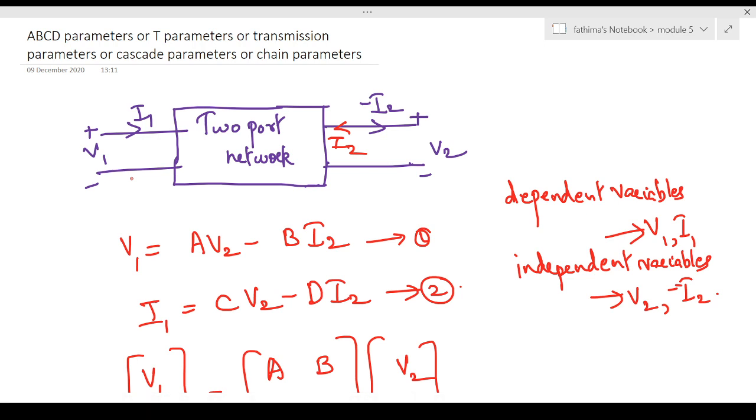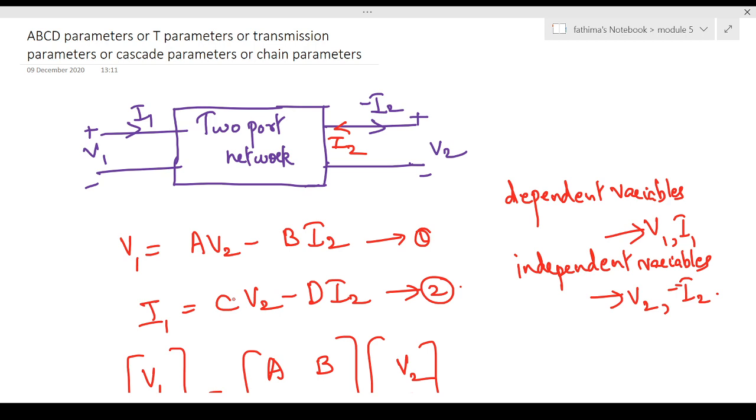And they are useful, as I said, in the analysis of transmission lines such as cables and fibers because they express the sending end variables, that is V1 and I1, in terms of receiving end variables, which is V2 and minus I2. So here the sending end variables V1 and I1 are expressed in terms of V2 and minus I2, and that is why they are called the transmission parameters, and they are used in the design of telephone systems, microwave networks, radars, etc.